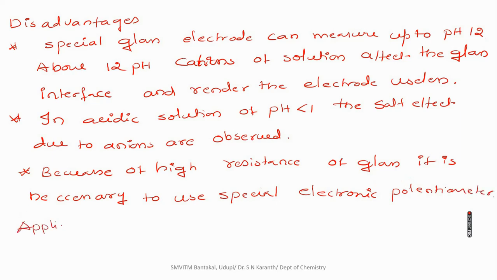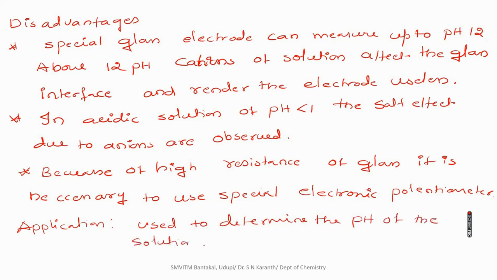And then the application of this electrode. The main application of this electrode is that it can be used to measure the pH of a solution. The electrode is mainly used to measure the pH of the solution. The pH of any given solution can be measured.